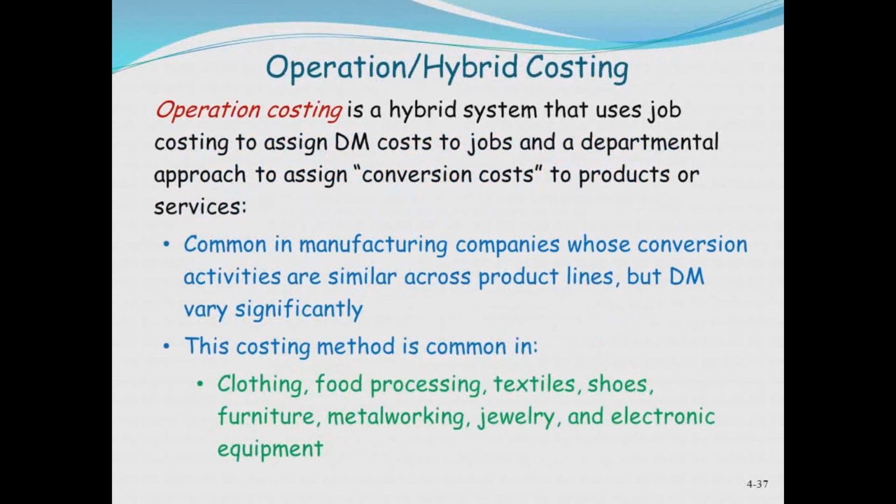Okay, hybrid costing, also called operations costing, uses both job costing techniques and process costing techniques, of which we haven't talked about process costing yet. Uses job costing for direct materials. So think about Ford Motor building a car. Use the direct materials for each car. And process costing for conversion costs.